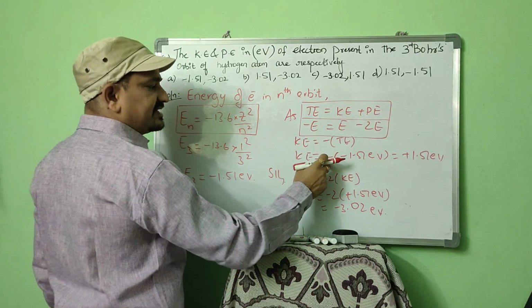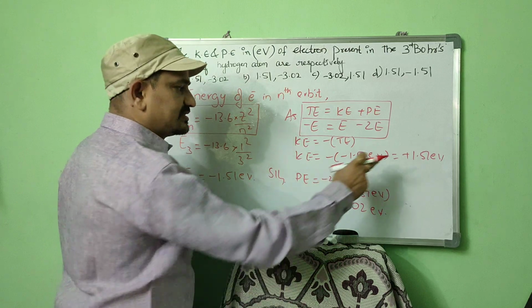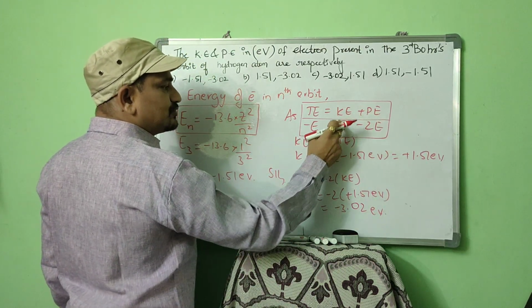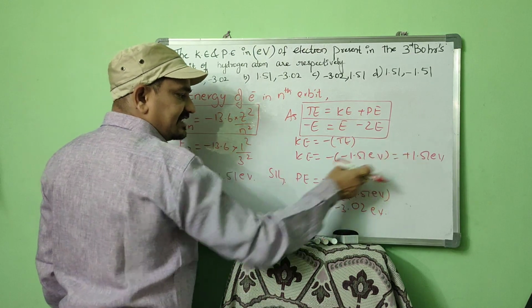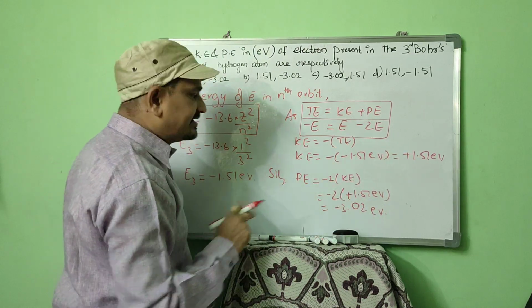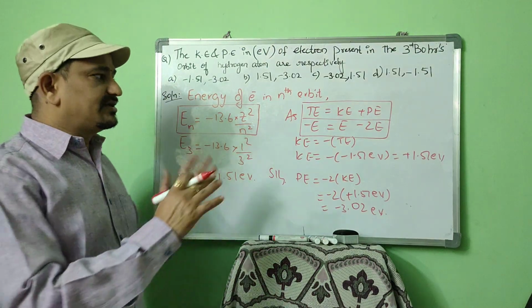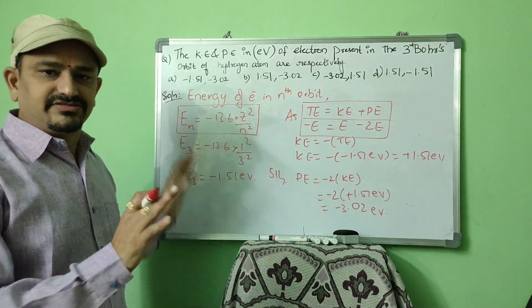So kinetic energy is minus of minus 1.51 electron volts. Potential energy is minus 2 times the kinetic energy. When this is the kinetic energy, minus 2 times the kinetic energy is the potential energy. Right? This is another model. On every relation, we are doing one question.